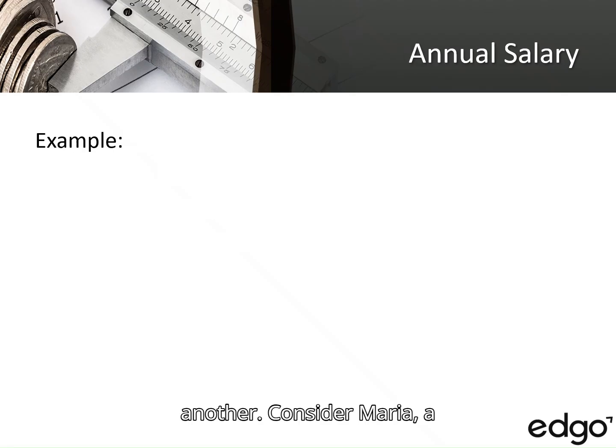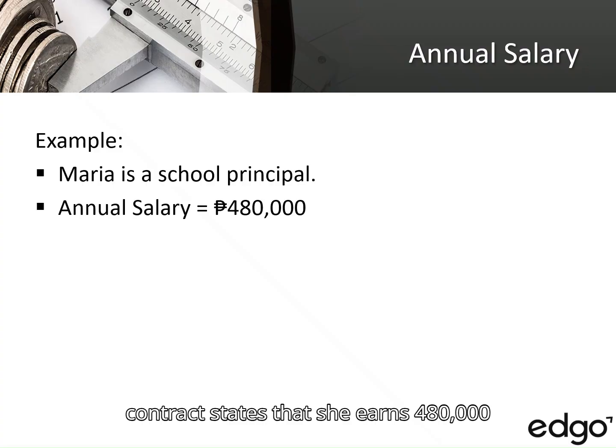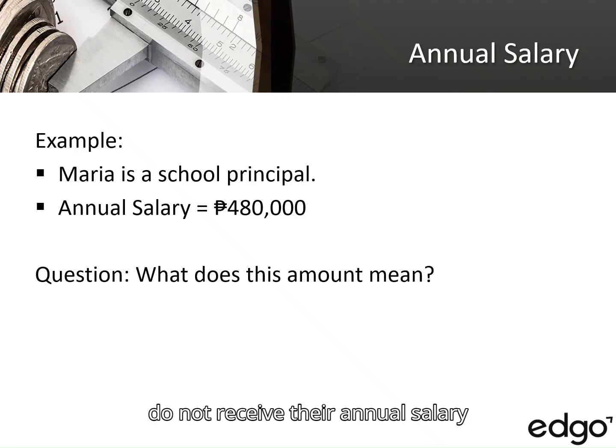Consider Maria, a school principal. Her employment contract states that she earns 480,000 pesos annually. The word annual means yearly. Therefore, Maria's annual salary represents the total amount she earns in 1 year. However, employees usually do not receive their annual salary all at once. Instead, it is divided into monthly or semi-monthly payments. Because of this, we often need to convert annual salary into monthly or weekly salary. Let us learn the formula for doing that.